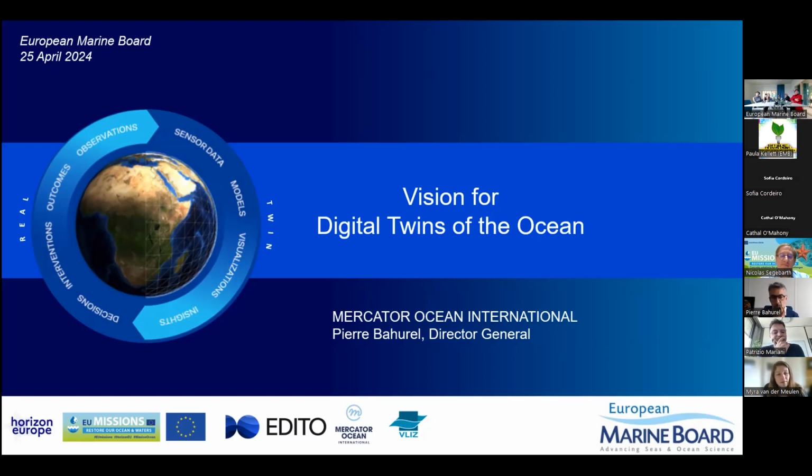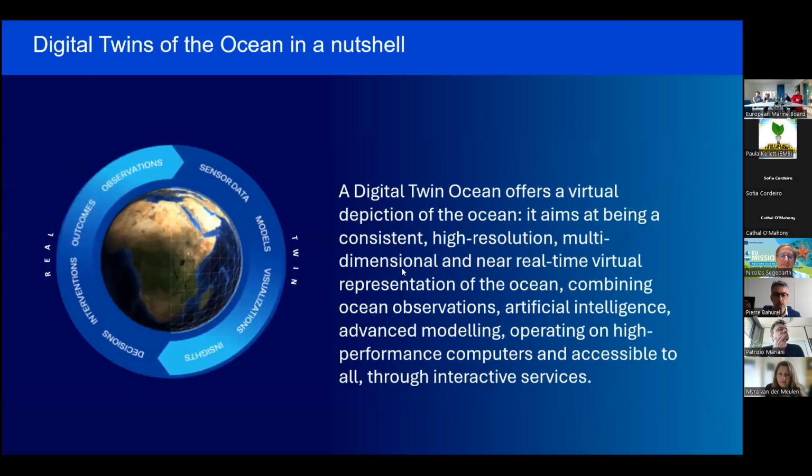So I will try to explain what we have in mind. You will see that our slides are common with Nicolas, which is good news. But the goal is to understand if it is a scheme, a vision, that is compatible with what you have in mind, and whether we could improve it a bit. So first, I will try to explain what this digital twin is.